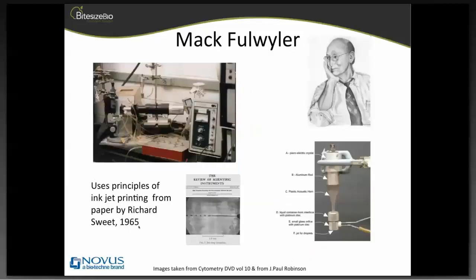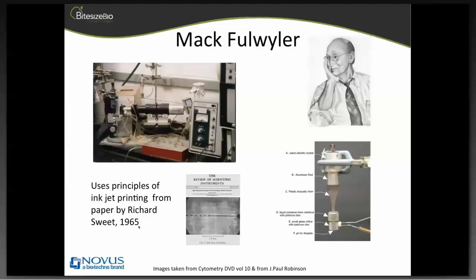Mack Fulwyler in Los Alamos was using one of these machines and was looking at red blood cells, and he could see two different populations, and he decided he'd like to see if there's a difference between them. So he invented a cell sorter. This was done in 1965. He used the principles of inkjet printing from a paper by Richard Sweet. So what it does is charge a droplet of solution containing a cell into a pot.